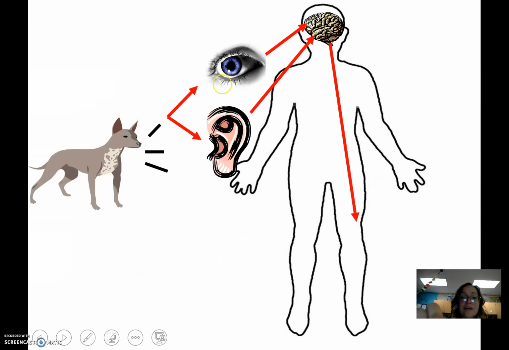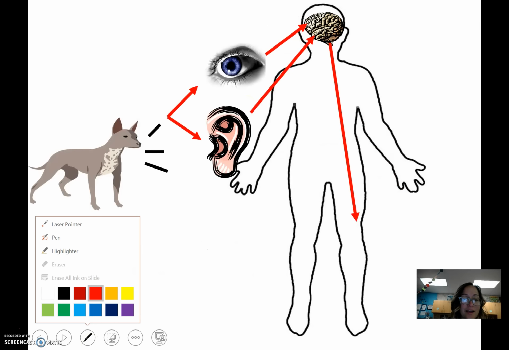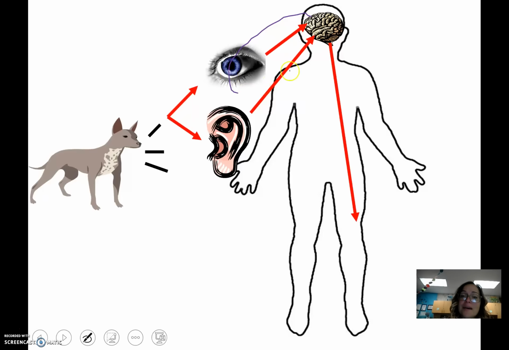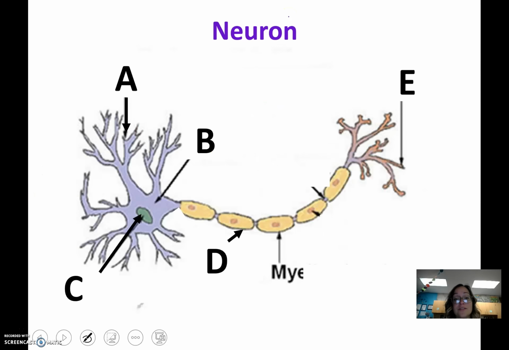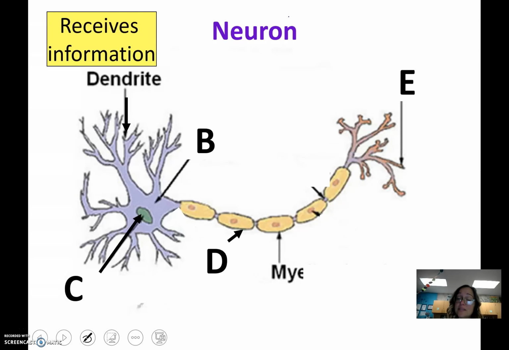When you see the messages right here, we're going to use our neurons for that. So here's the basic structure of a neuron. And when we look at the different parts, part A is pointing to the dendrites. Dendrites are what receive information coming in from the environment or from other cells.